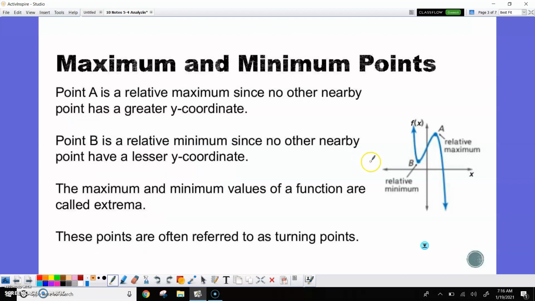Maximum and minimum points. If you look at this graph here, point A is a relative maximum. It's not the absolute maximum because this arrow does go all the way up to infinity, and this arrow goes all the way down to infinity. So point B is only a relative minimum. A graph can have multiple relative minimums and maximums, and they're also called extrema, and they're also called turning points. So extrema or turning points.